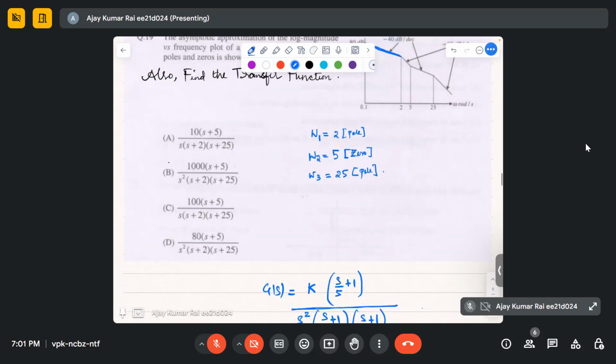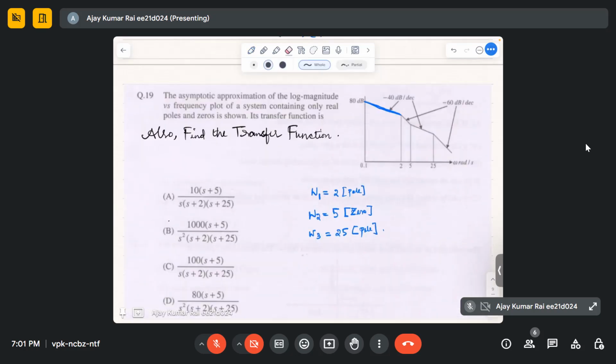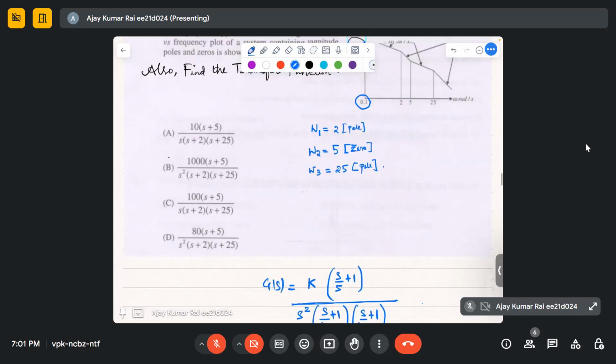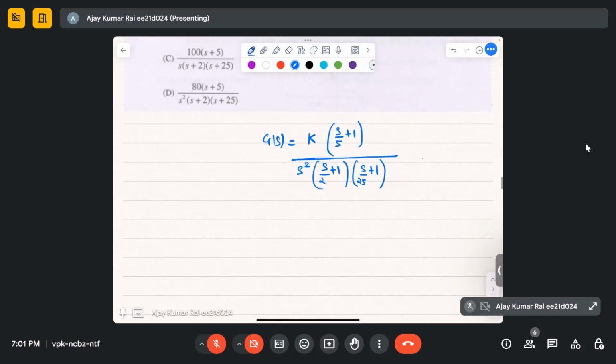But for that, one piece of information is given to us. At omega equal to 0.1, the magnitude is equal to 80 dB. Let's use this information to find out the value of k. So let's find out, first, the sinusoidal transfer function.